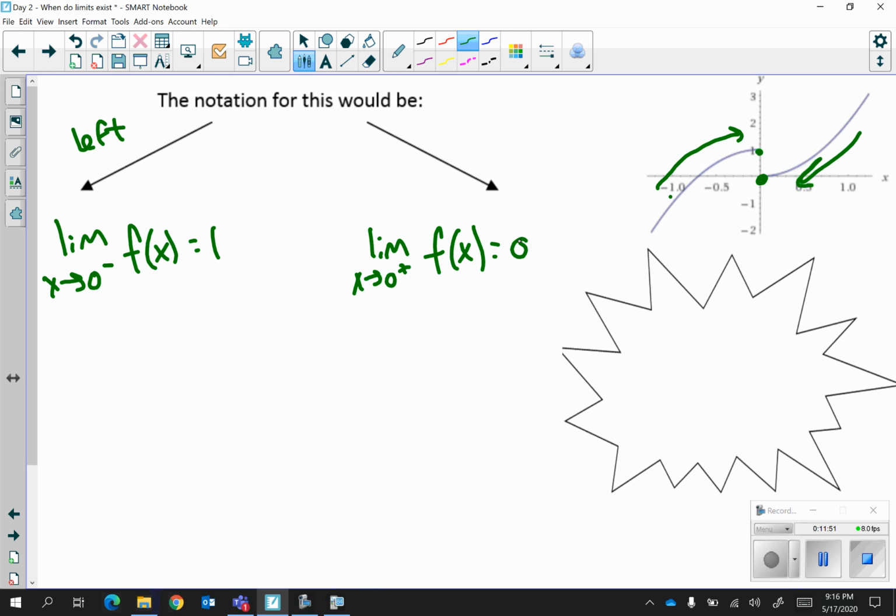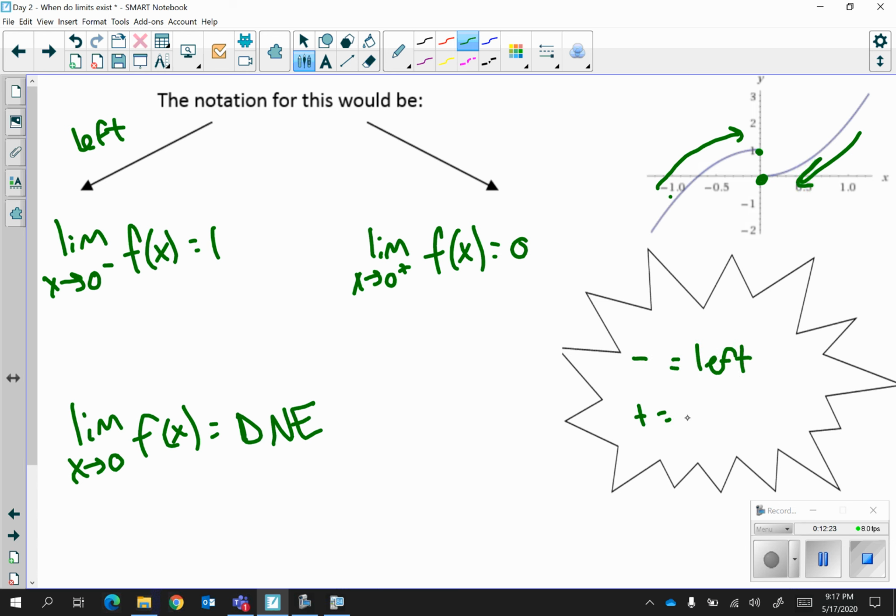Now, because the negative limit and the positive limit are different, you're going to say that overall, the limit as x approaches 0, if you don't have a plus or minus, it means overall, of f of x does not exist. Now, what you can write for that is DNE. Does not exist. Simple. Just keep in mind that the negative equals the left and the positive equals the right.